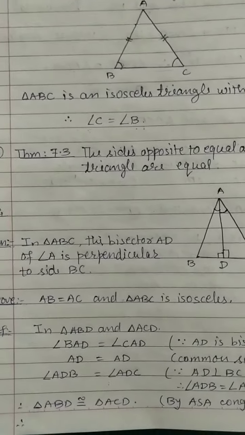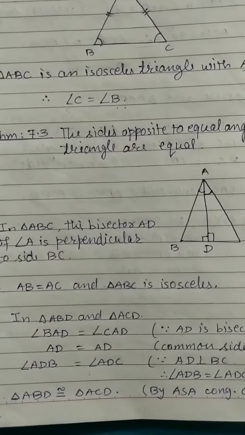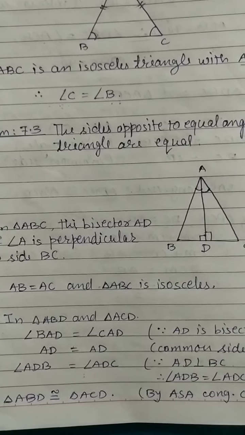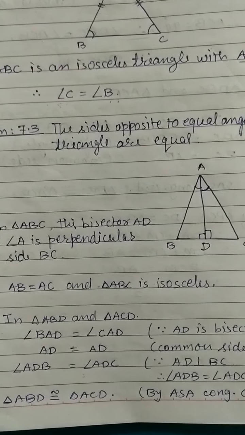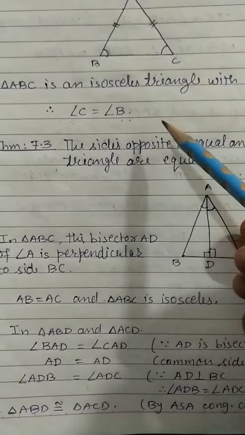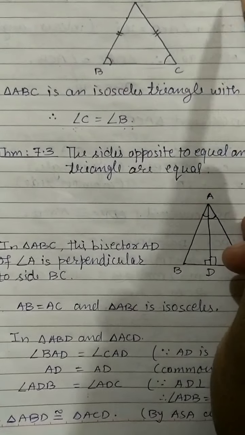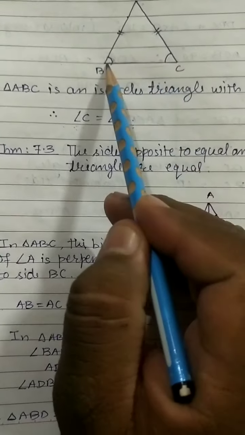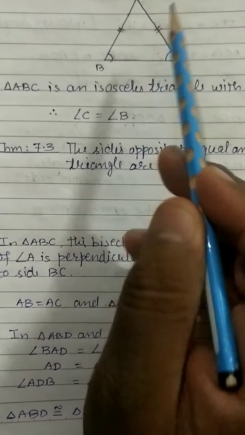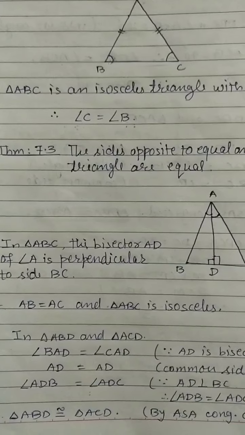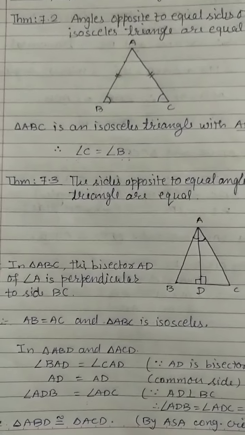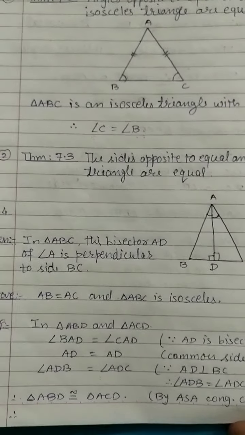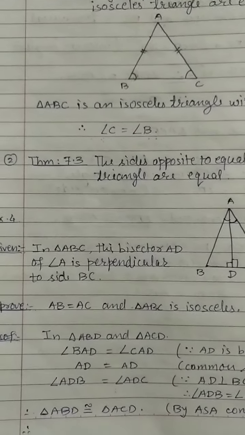Now theorem 7.3. The sides opposite to equal angles of a triangle are also equal. Right? That is, this is the vice versa result of this. If two sides are same, then the angles are same. And if the angles are same, then the opposite sides are also equal. Both of these are theorems. Okay. Now some examples based on this.